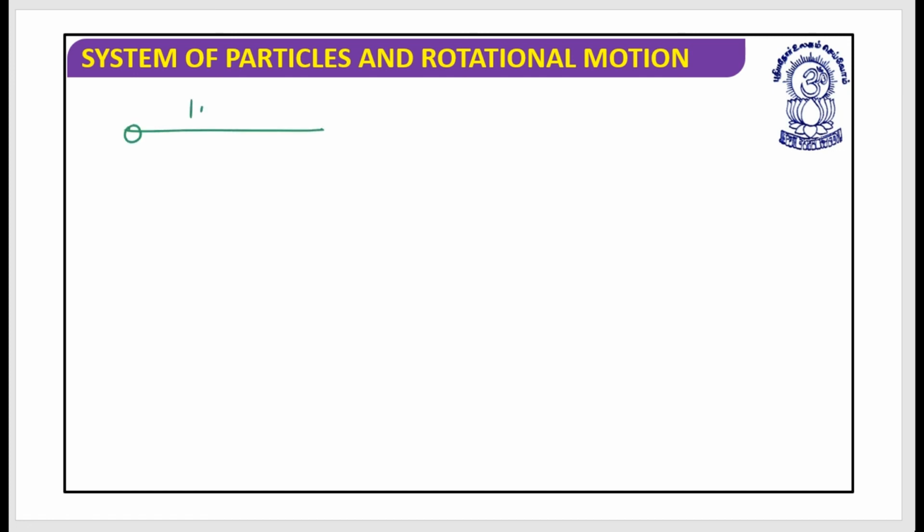The rod is there. It has a length of 1.4 meter. It has two masses, one at this end, 0.3 kg, and another at the other end, 0.7 kg. Yes, and I need to rotate it. But before I rotate it, I need to first find out the center of mass of this system.